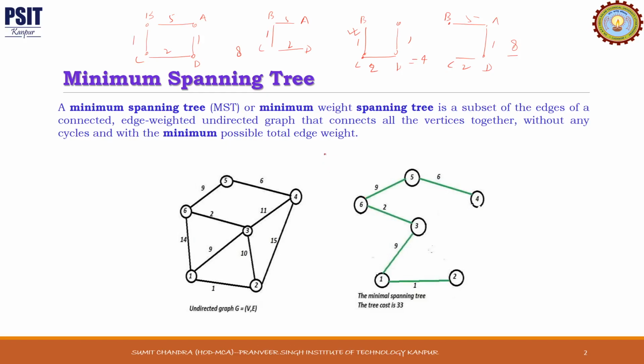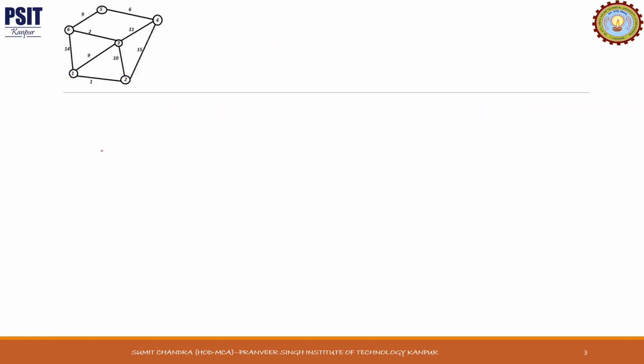So to find a minimum spanning tree out of a connected edge-weighted graph, we have two algorithms. One is called Kruskal's algorithm, the other is called Prim's algorithm. We'll study both algorithms in this lecture with example. So first we'll start with Kruskal's algorithm.